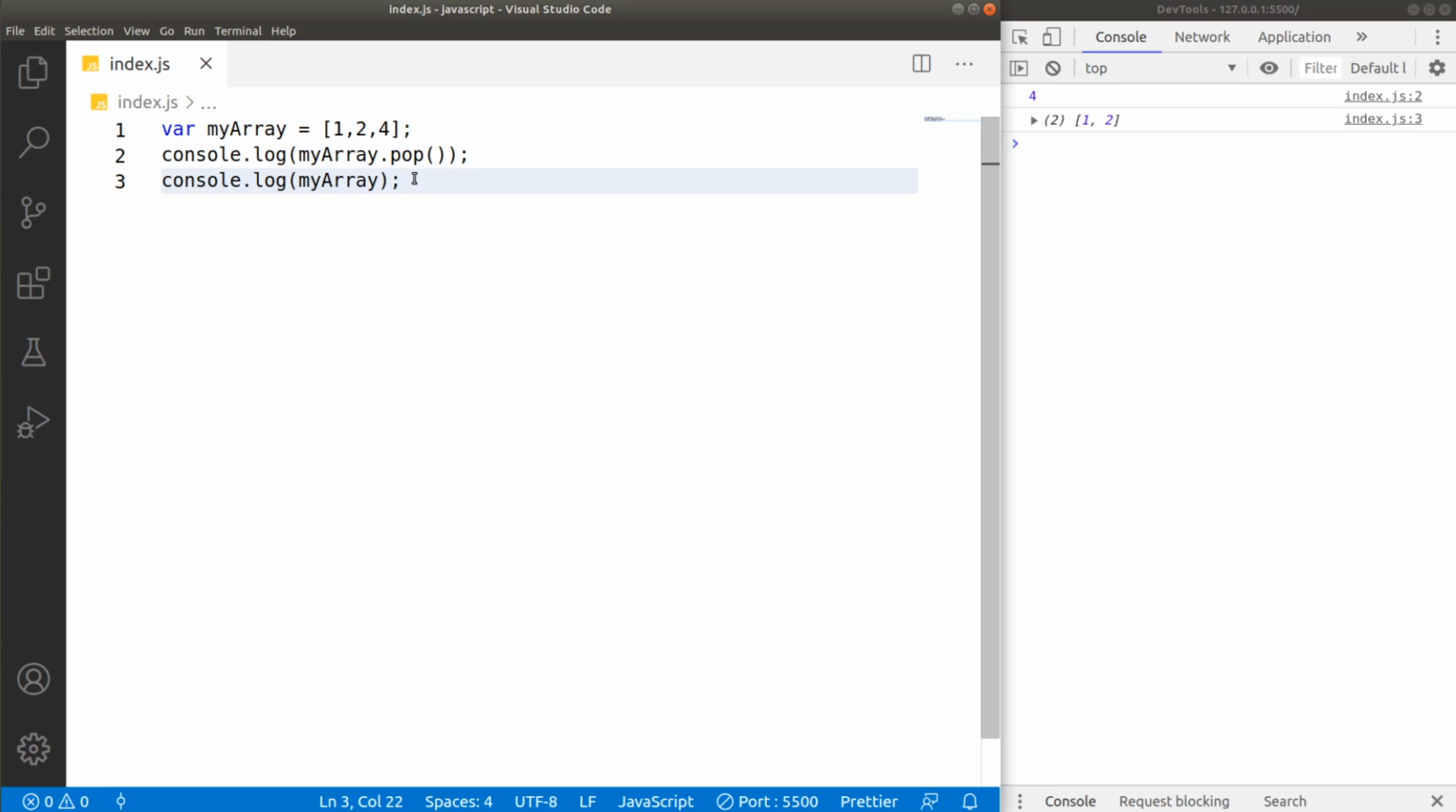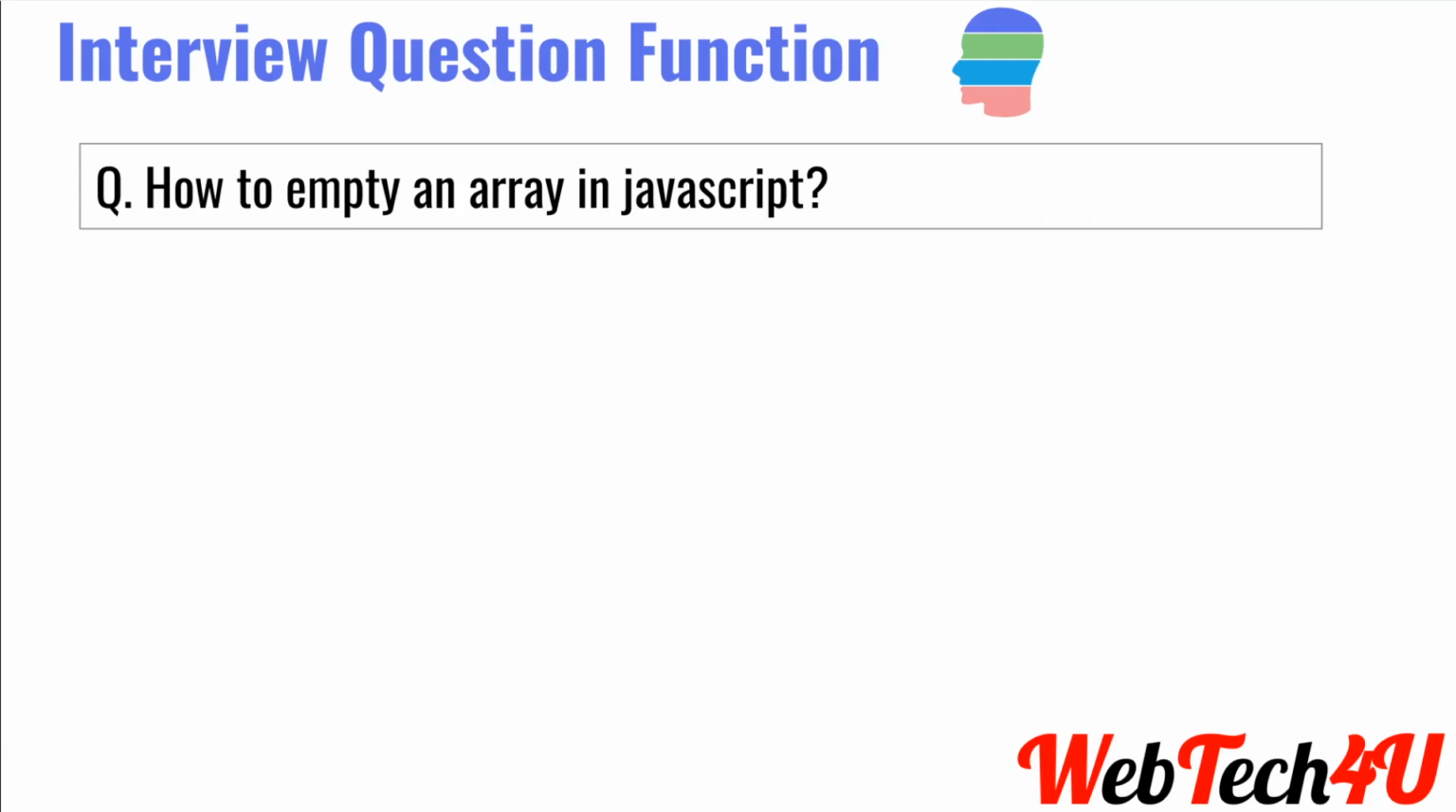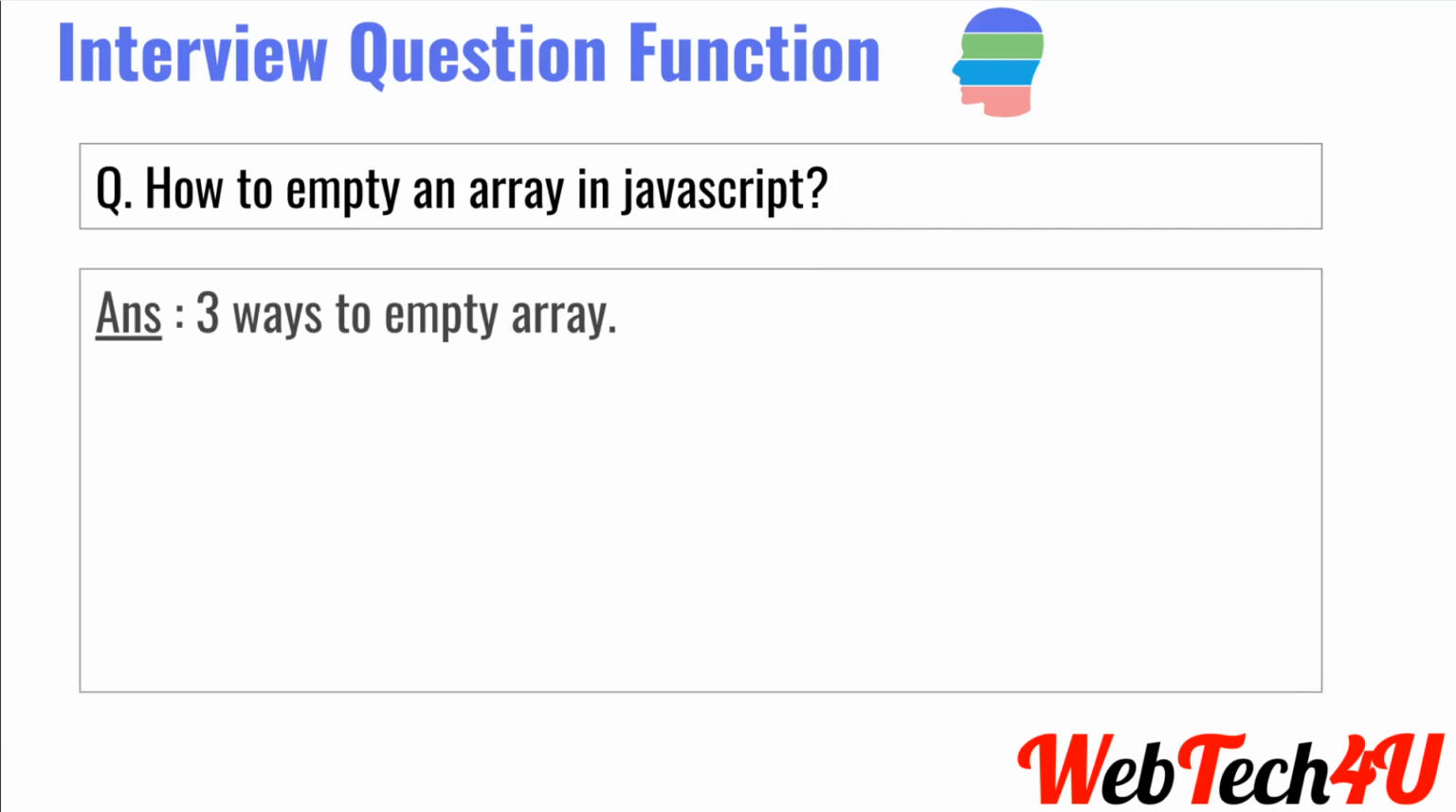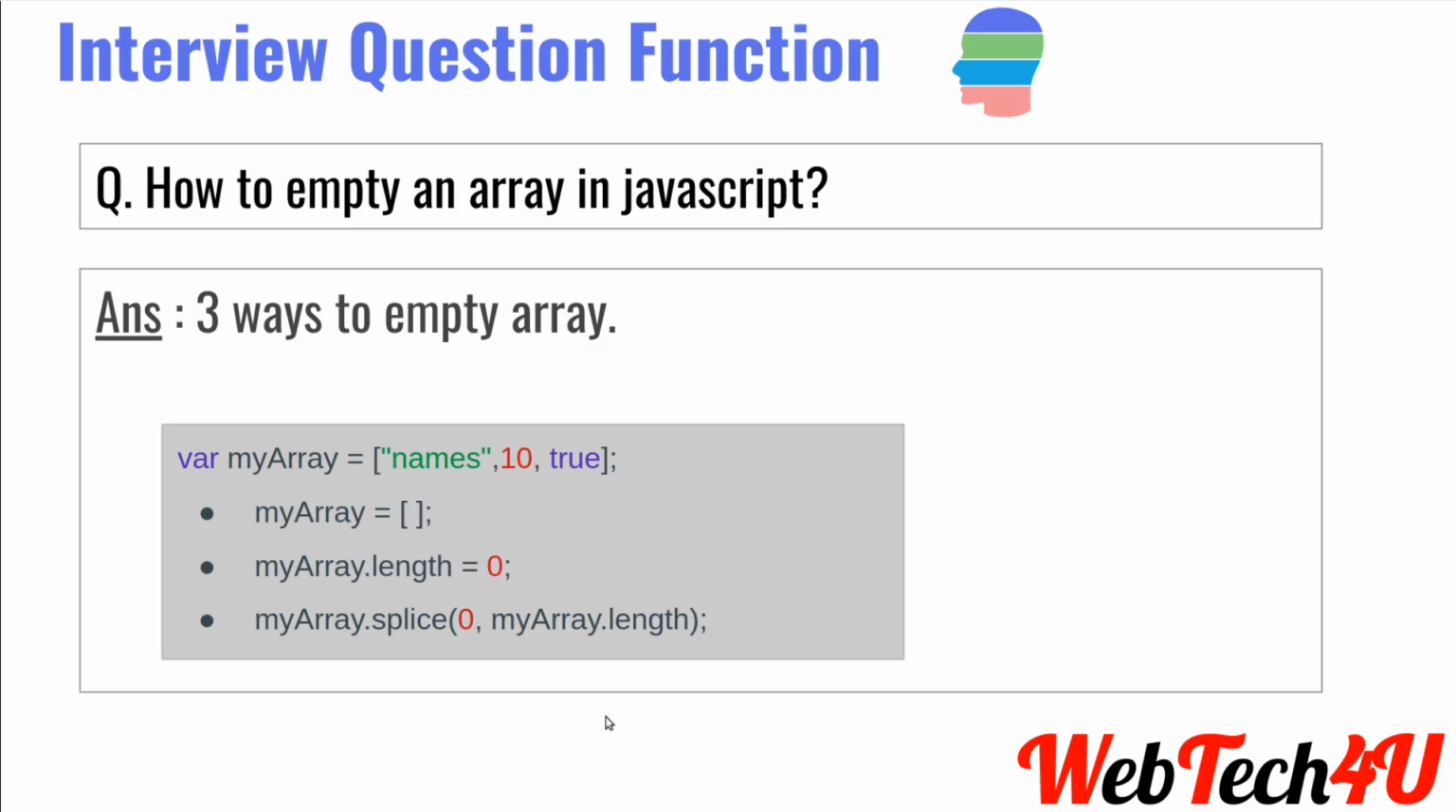Now it's time for the interview question. The question is how to empty an array in JavaScript. There are multiple ways we can empty an array. First, you can directly set that array to an empty array. Otherwise you can set the length property to 0, or you can use the splice method, which accepts 2 arguments. The first one is the initial index, and the second is the length of your array. So in this way you can empty your array in JavaScript.